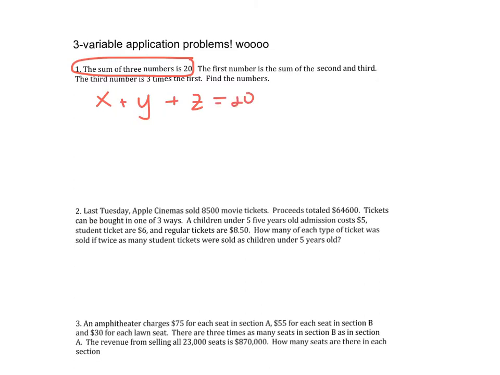There's our first equation. The first number, aka x, equals the sum of the second and the third. There we go. We already got two equations down. The third number, aka z, is 3 times the first, so find the numbers. All right, so we have our three equations. The nice thing is that I already know that z equals 3x, so I'm actually going to substitute that in for this equation, and then we'll have one less equation to work with.